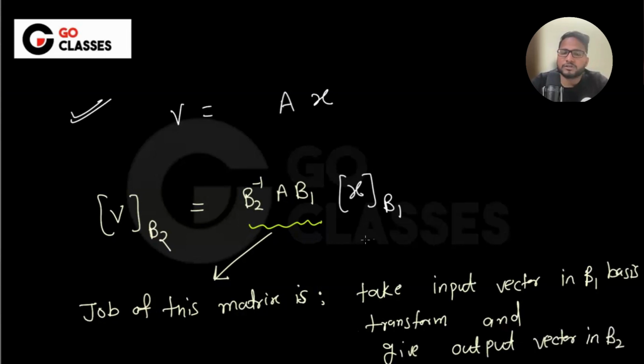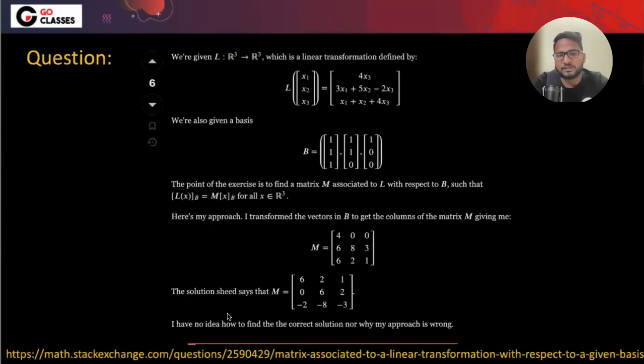Okay. So this is the job of this matrix. Now let's just solve some questions and then you will understand more about how to do this kind of transformation and these things, right? So let's take this example. For example, this particular matrix, let's suppose this is B.